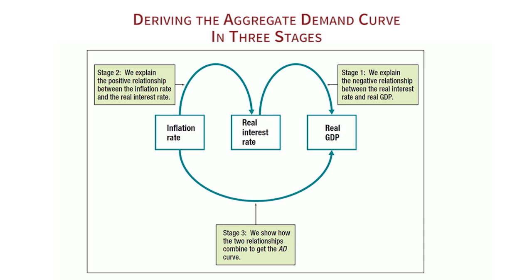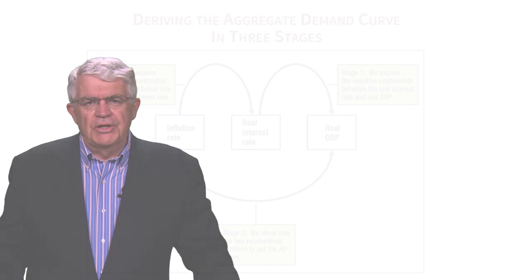Once we have those two steps, from the inflation rate to the interest rate, and then from the interest rate to real GDP, the third stage is just to combine the two and get this relationship between the inflation rate and real GDP, as represented by the blue line connecting the two boxes at the bottom. So there's quite a lot going on, especially when you have to put all these things in your head at the same time. This little picture is an attempt to make this a little easier. So let's get on with stage one.